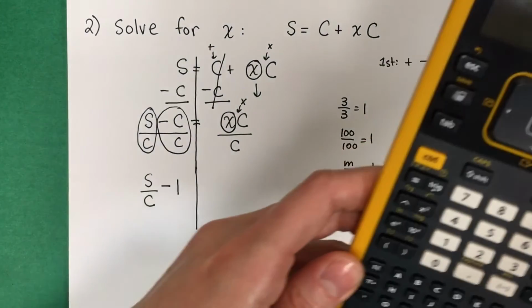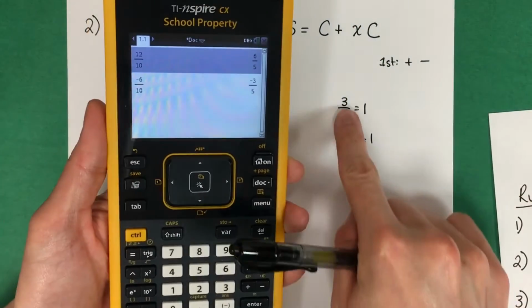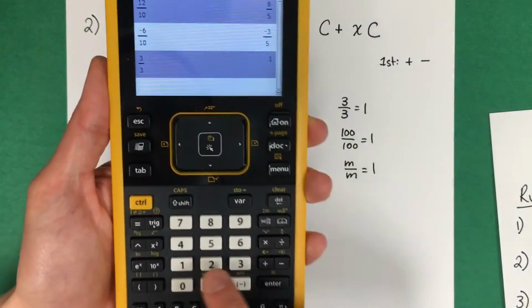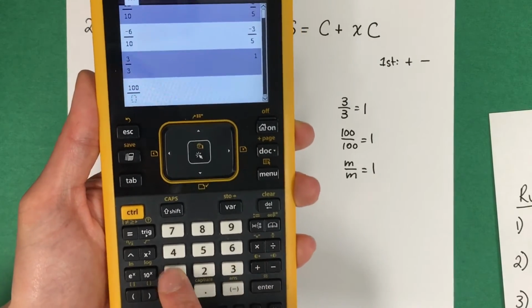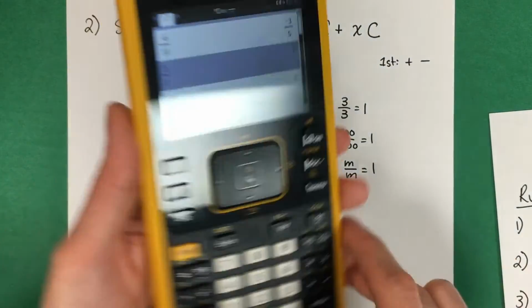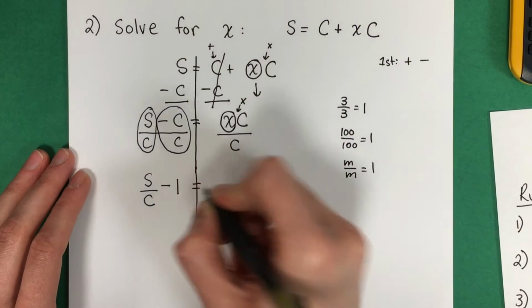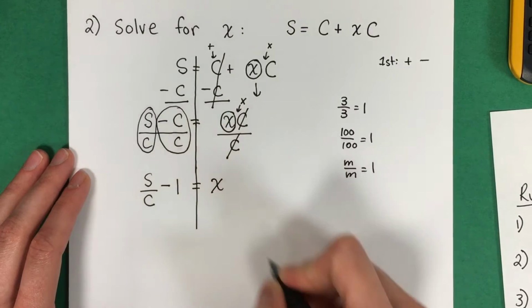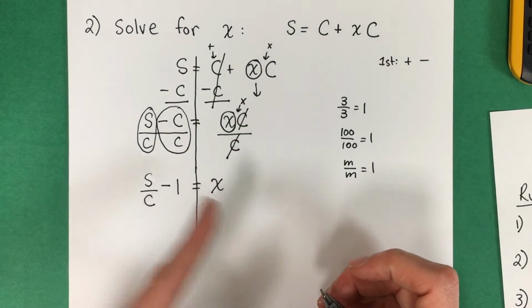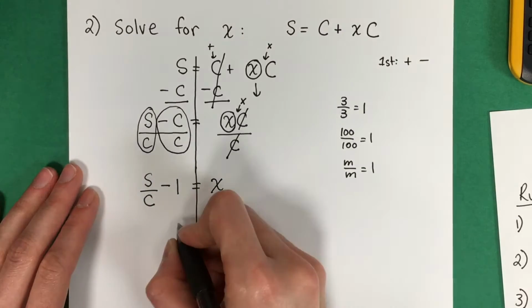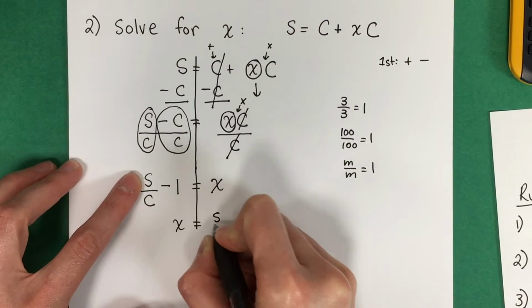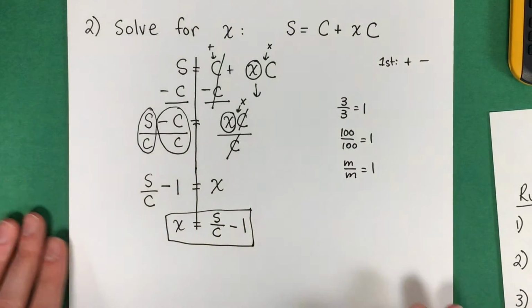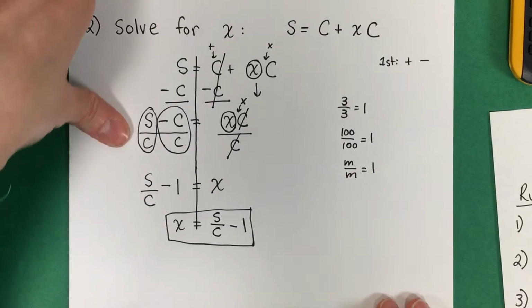Okay, so let me just prove it to you. I'll show you in the calculator here. 3 divided by 3 is 1. You see that? 100 divided by 100 is 1. Same with letters, okay? Equals, and then here again, C divided by C is 1, so that cancels, and you just get X. And you do want to switch that because I want the letter that I want alone in the front. So X equals S divided by C minus 1. There's your answer. Let's go ahead and go to number 3.